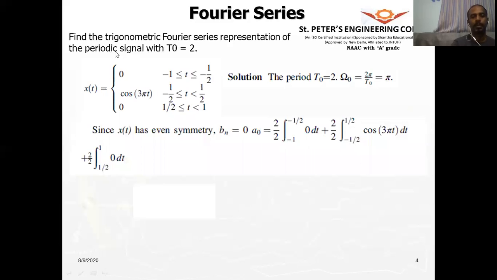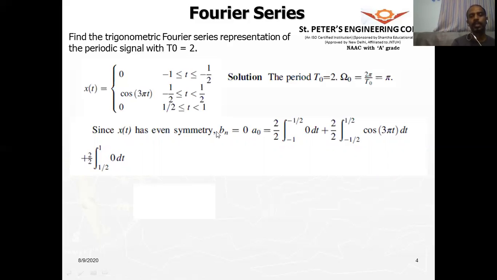So in the previous problem, I missed indicating the fundamental frequency there. Since x of t is even symmetric, you can see that if you fold along the y-axis at t equals 0, the signal is even. So this is an even signal, or even symmetric signal. Therefore, x of t is even symmetric.